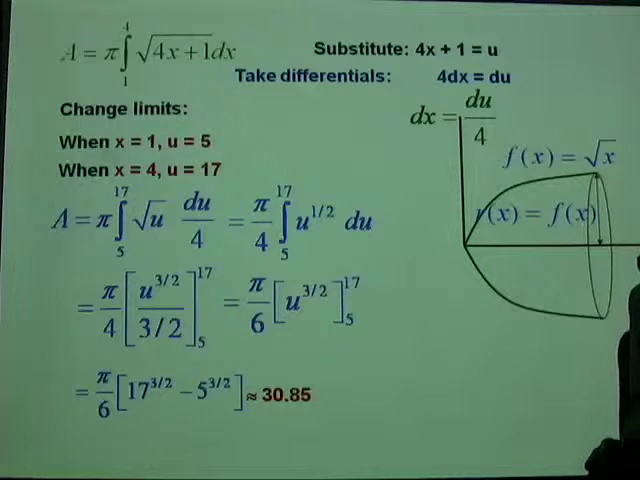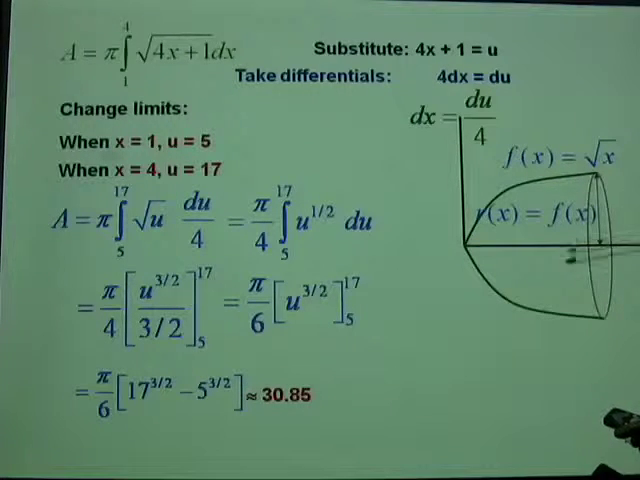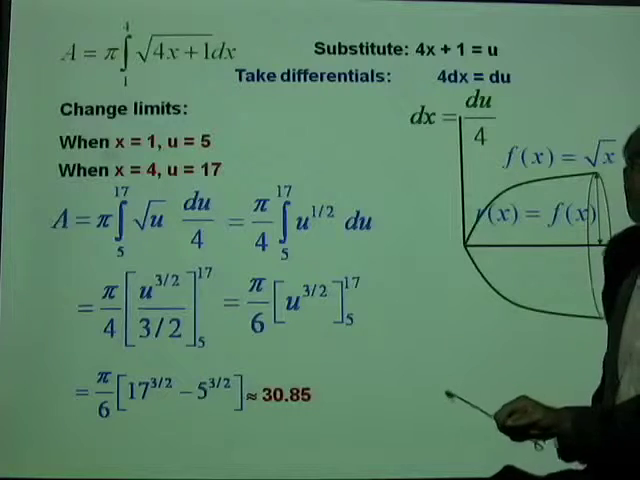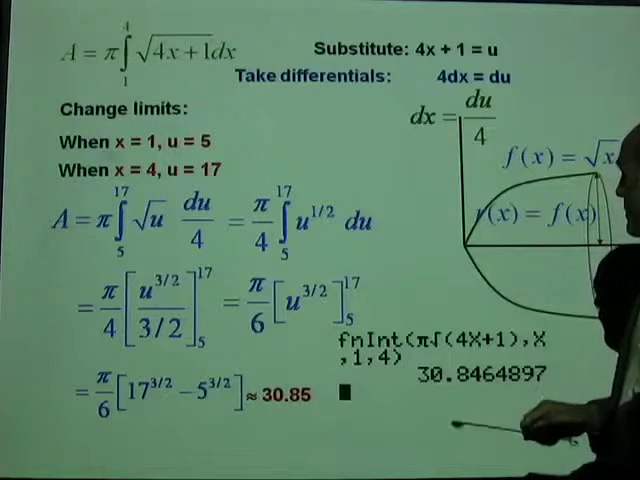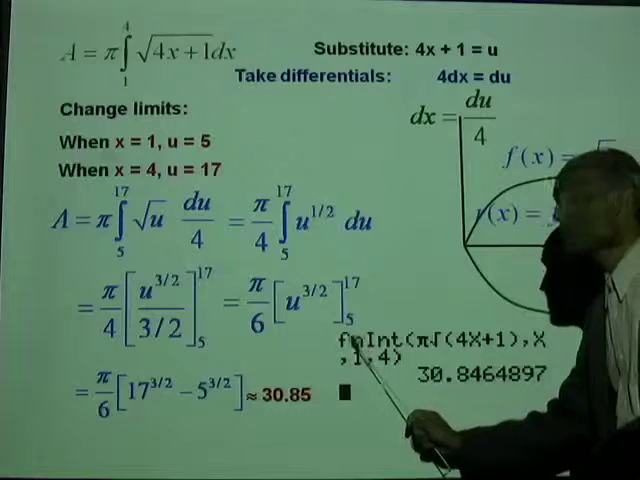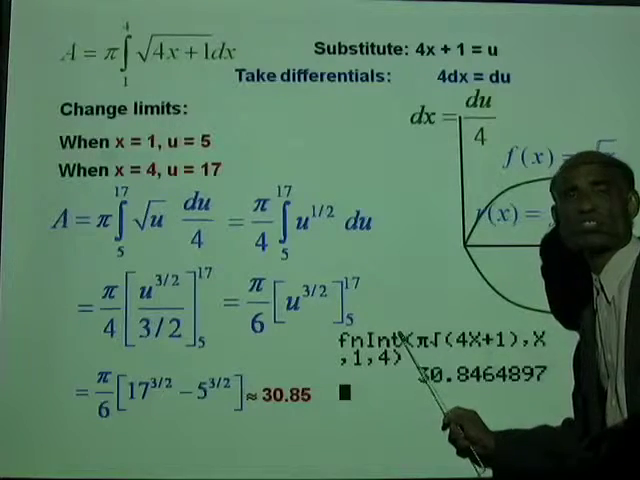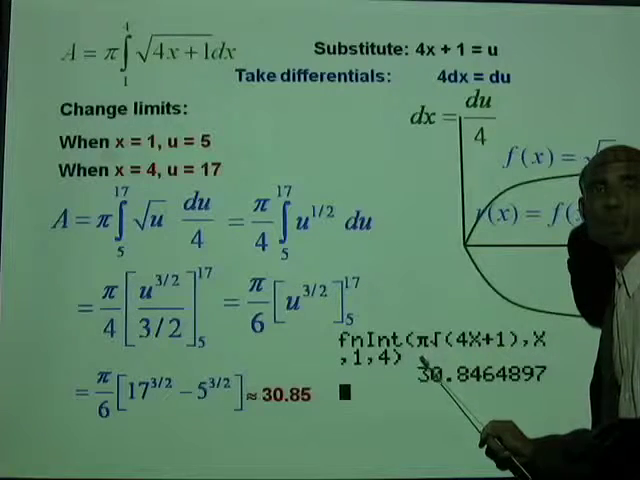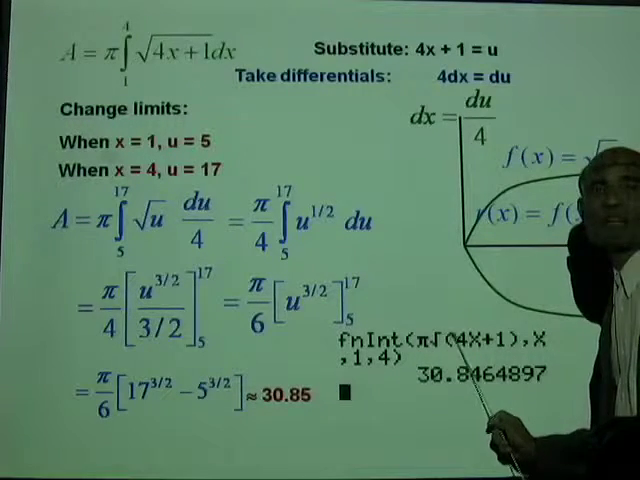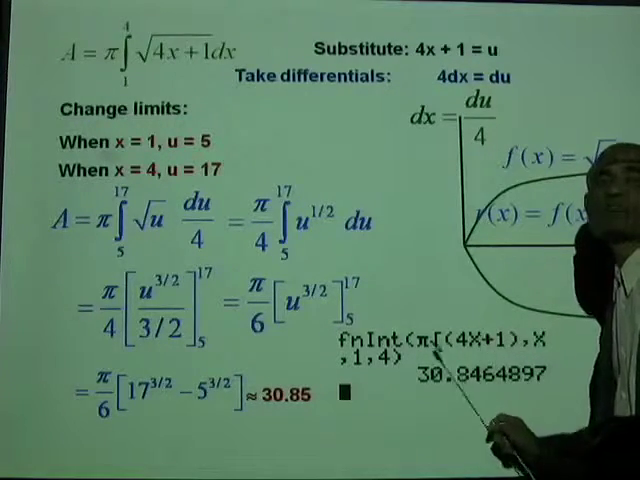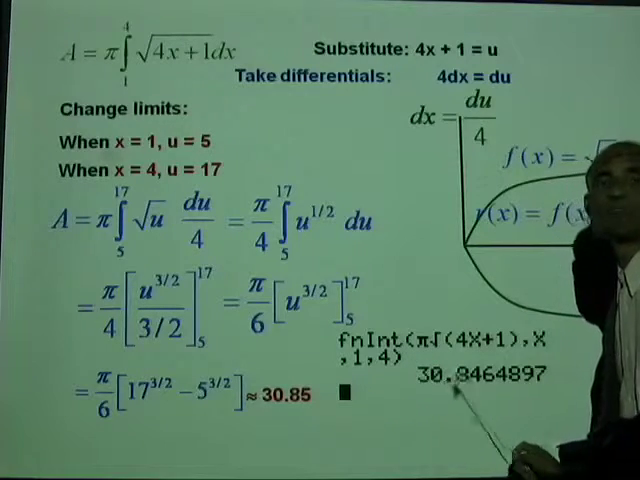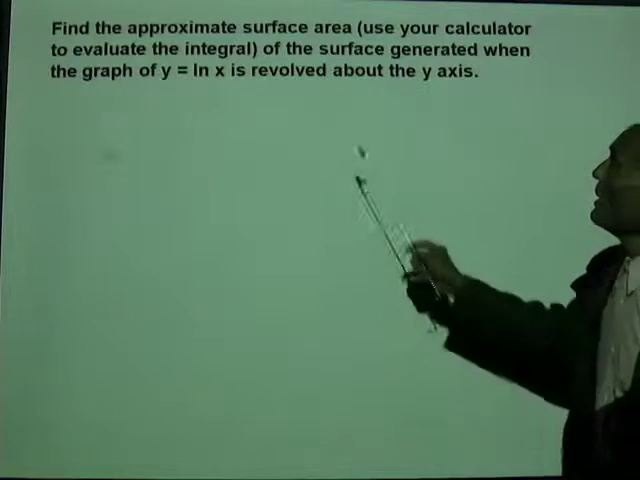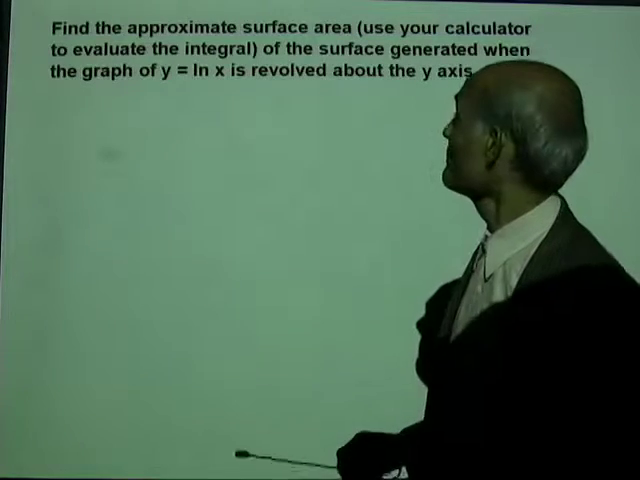30.85 square units. Can you visualize what that area will look like? Alright. You can also do this on the calculator, just like I showed you. Finite integral. And follow the keystrokes I just showed you, and it gives you 30.85. Alright, let's do another one.